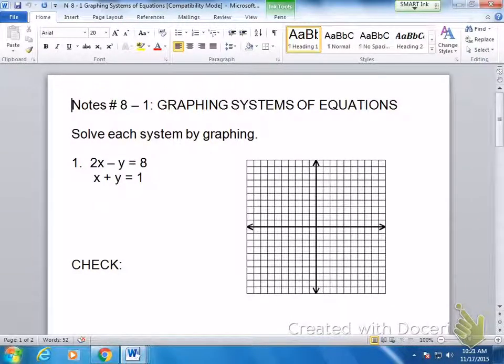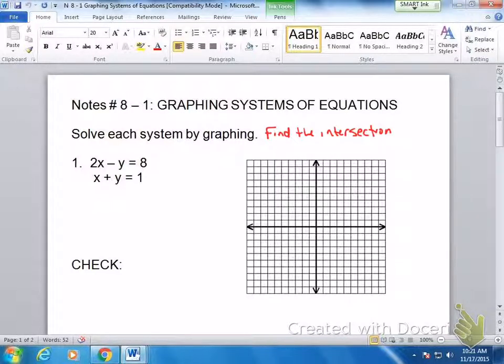All right, guys, so we're starting chapter 8 today. We're going to be graphing systems of equations. The directions say solve each system by graphing. What that means by solving is we want to find the intersection. So what we're going to have to do today, guys, is get our equations in y equals mx plus b form. Then we're going to graph them. We're going to plot quite a few points. We're going to sketch our lines and see the point where they intersect.